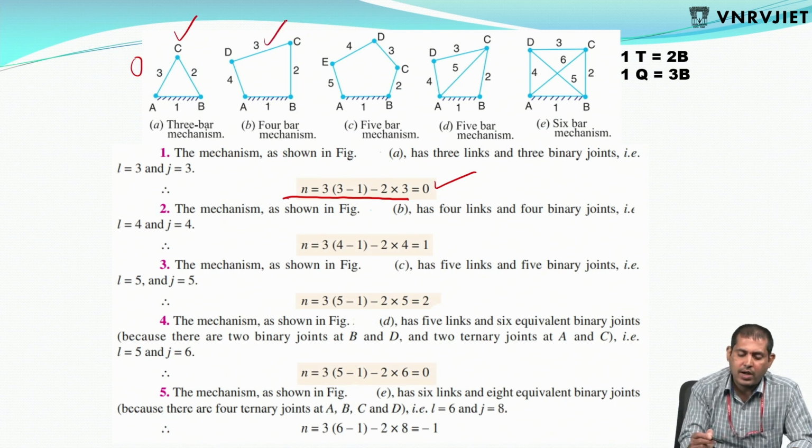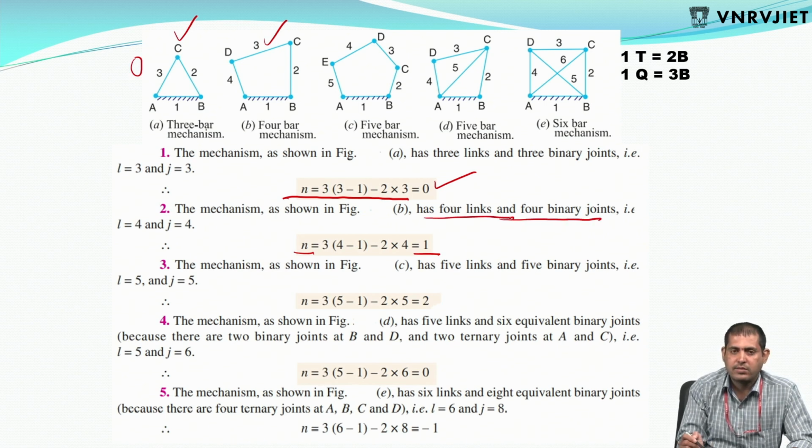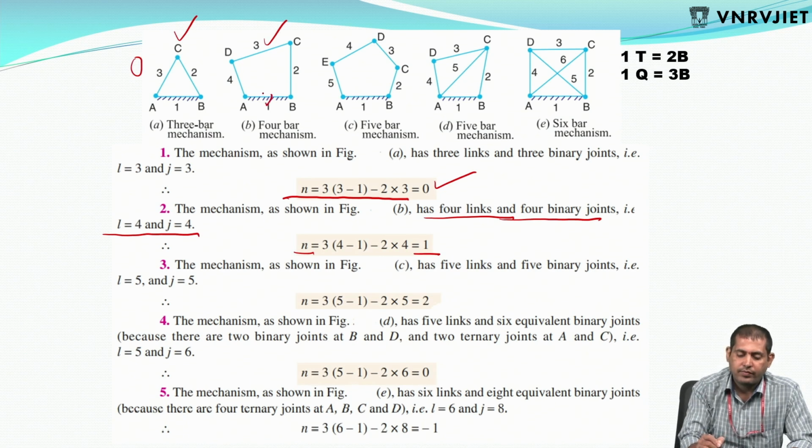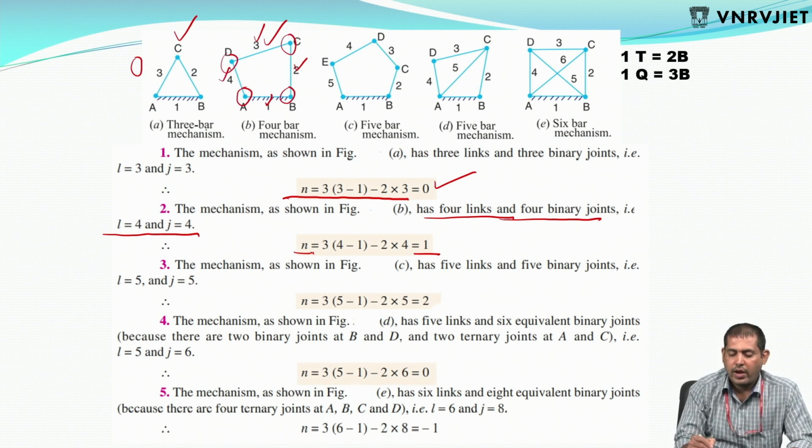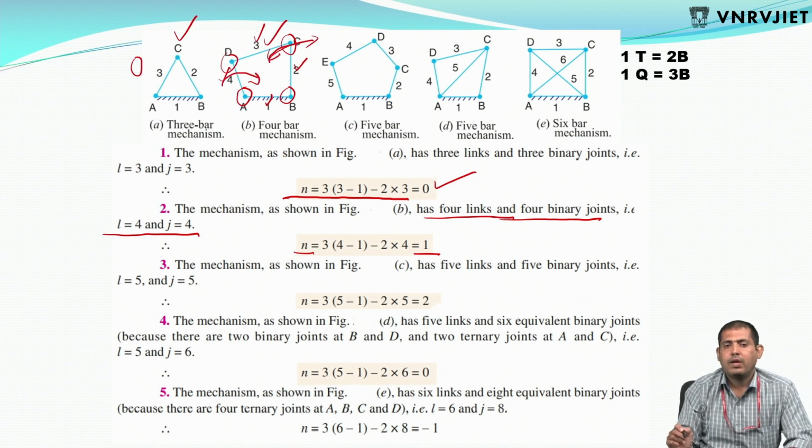If you consider a 4-bar mechanism, 3(L minus 1) minus 2J, where N is equal to 1. The mechanism has 4 links, 4 binary joints. L is equal to 4, J is equal to 4. Link 1, link 2, link 3, link 4. Joint 1, 2, 3, 4. Where N is equal to 1, it is a 4-bar mechanism, where you give some input rotation motion, the output produced is restricted, it is a constrained motion.